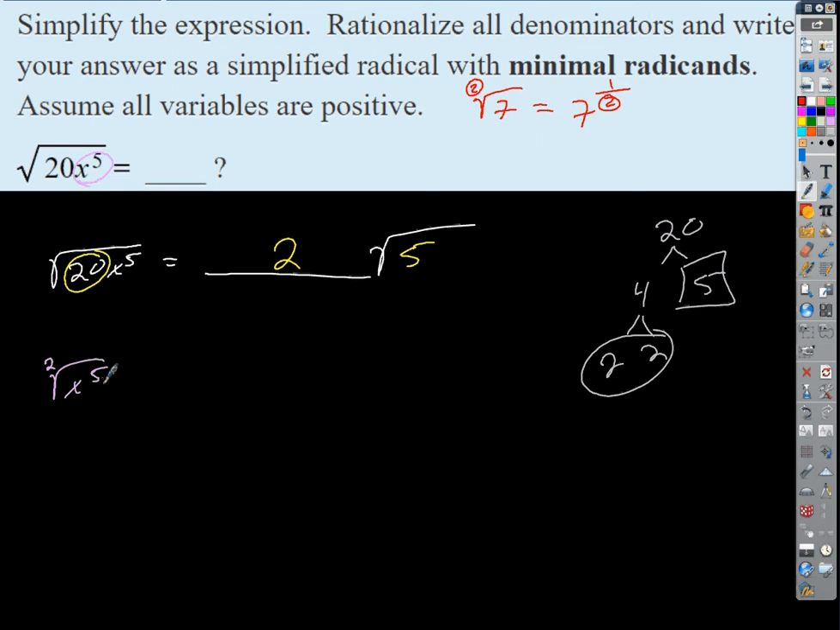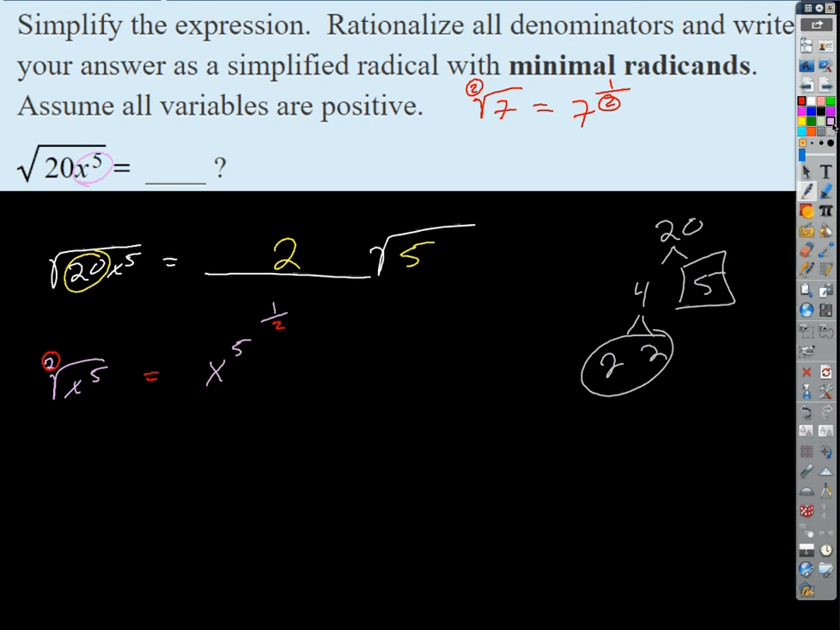Okay, so then if that's true, if we have x to the 5th to the 1/2, right? If I have x to the 5th to the 1/2, what's my property of exponents say about when I take a power to a power? What do I do to the exponents? You multiply. So what's 5 times 1/2? 5 halves, right? If we just write it as a fraction, it's just 5 halves.